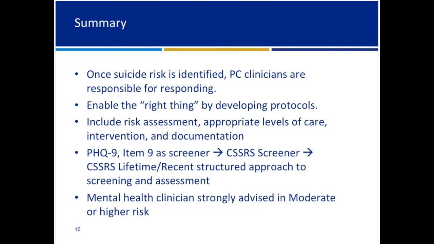A common example of a protocol is to use the PHQ-9, item 9 as a screener, to further follow up a positive screen with the CSSRS screener. And if the person's positive on the CSSRS screener, then the full CSSRS is administered. It's a very structured approach to screening and assessment. And finally, a mental health clinician is strongly advised to be involved if the patient is of moderate or higher risk on the CSSRS.